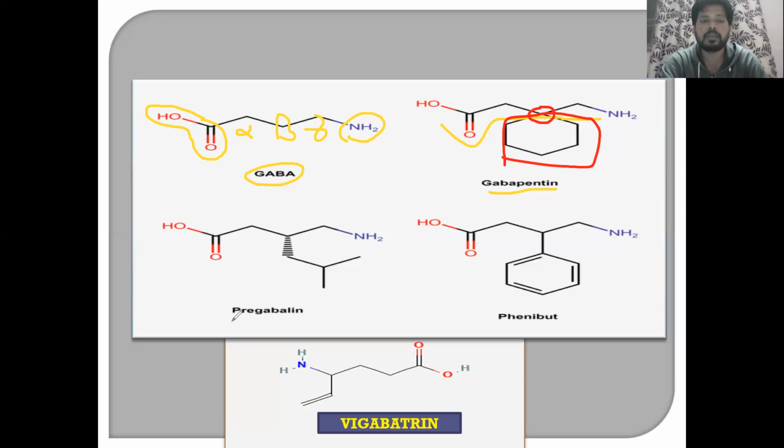Next is Pregabalin. This is Pregabalin. Here also, if you observe the structure, it has similarity to GABA. Both Pregabalin and Gabapentin are called analogs of GABA.